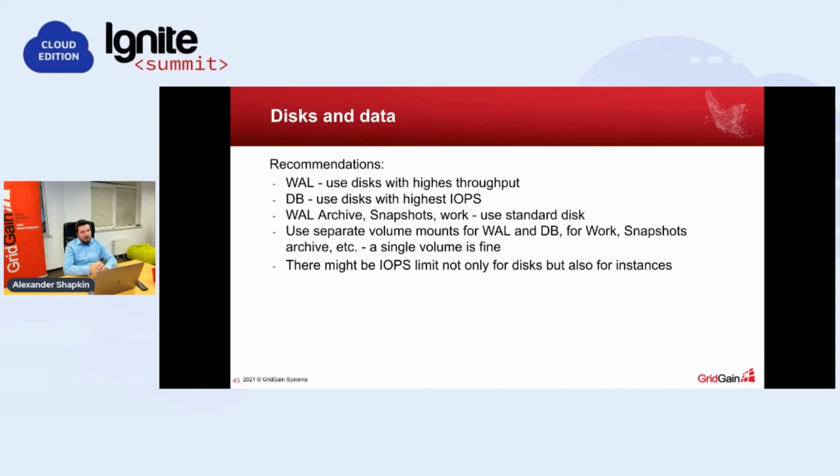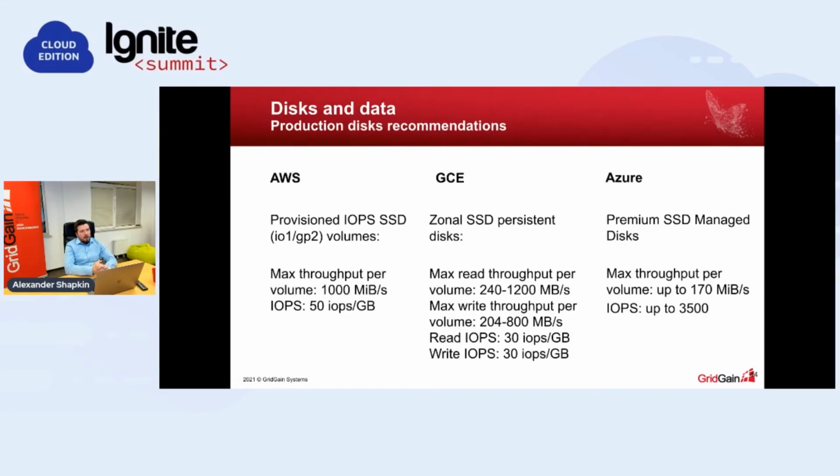Also keep in mind that some cloud providers will place an IOPS limit not only on the disk itself, but also on the node or machine to which it is attached. On this slide, you can see our recommendations with respect to the most used cloud providers. For example, for AWS, we recommend using provisioned IOPS SSD disks with maximum throughput of 1 gigabyte and 50 IOPS per every disk gigabyte.